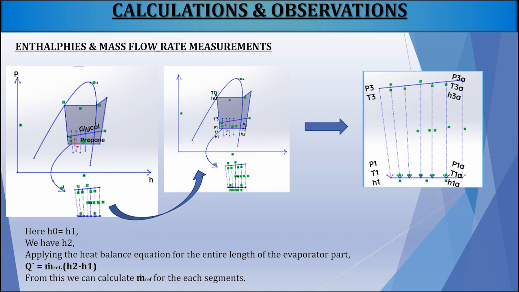I then applied the heat balance equation to determine the mass flow rate of the refrigerant for each segment. The equation is Q dot equals m dot refrigerant times H2 minus H1. Here Q dot is the heat transfer rate and m dot refrigerant is the refrigerant mass flow rate. From this, I calculated the mass flow rate for each segment using available pressures and temperature data.